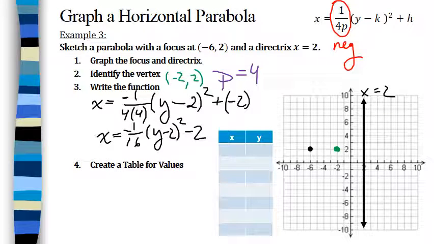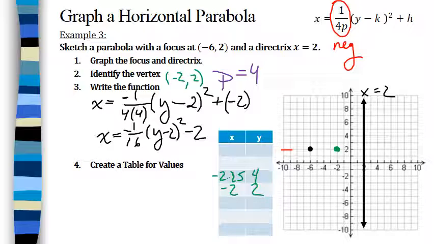Okay, so I'm going to create a table of values just like I always do, but in my table of values here, the vertex is -2, 2, but my equation is in terms of y. So I'm going to pick some y values that are going to make my x values a little bit easier to graph. So if I pick y equals 4, 4 minus 2 is 2, squared is 4, divided by 16 is -1/4, minus 2 is -2 1/4.